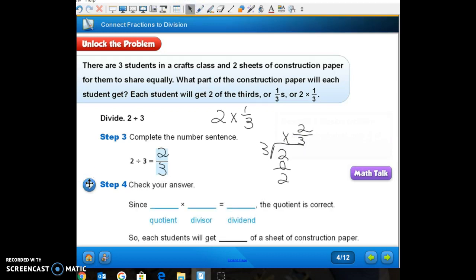Check your answer. Since 2/3, that's your quotient right there, times your divisor, we're dividing by 3, is equal to 2. Because 2 times 3 would be 6. So you have 6/3 and 3 goes into 6 twice. So each student will get 2/3 of a sheet of construction paper.